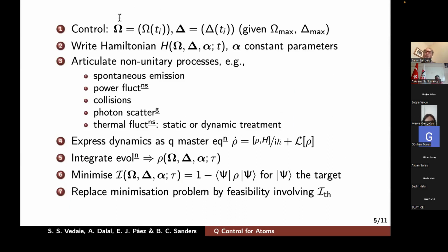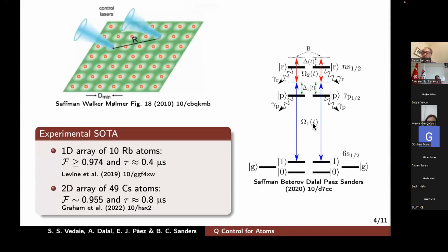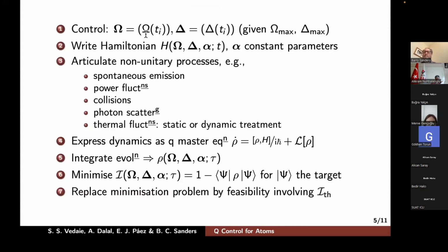Okay, so here's what we do. There's a control pulse, and it's a time-dependent Rabi frequency, which I mentioned here. So we discretize time, and then we replace the time-dependent function by a vector, and we have a number of time segments. This turns out to be a hyperparameter in our optimization. We have a detuning, which is time-dependent. We replace it by a vector. Essentially, what we're doing is converting a continuous optimization problem to discrete combinatorial optimization. We impose maxima.